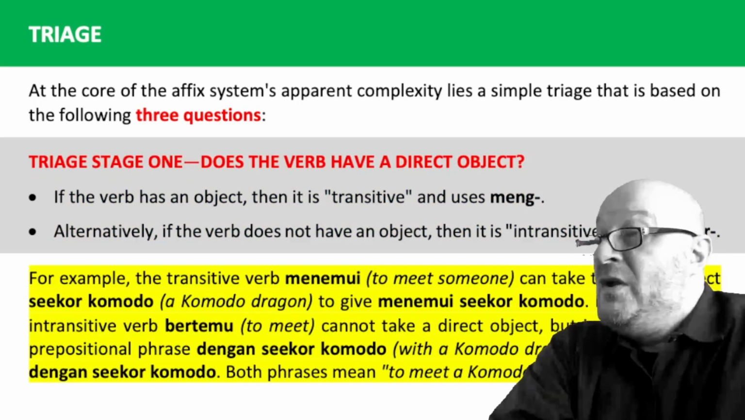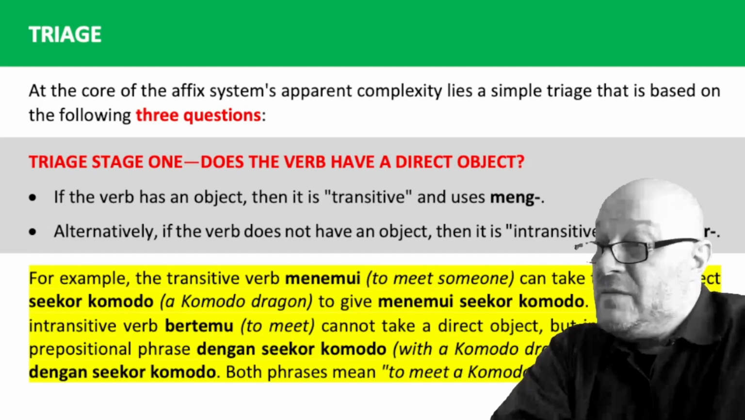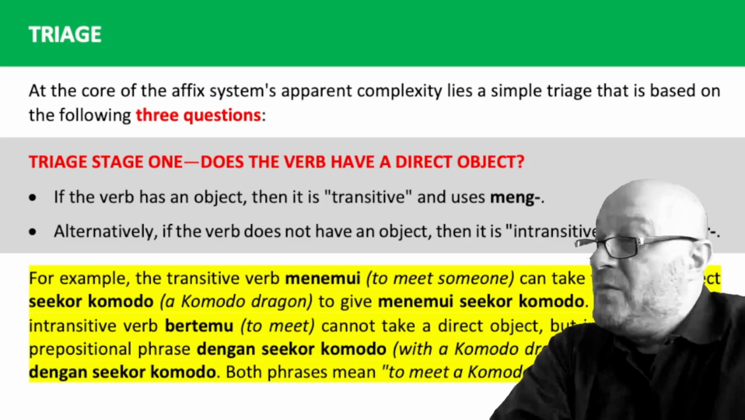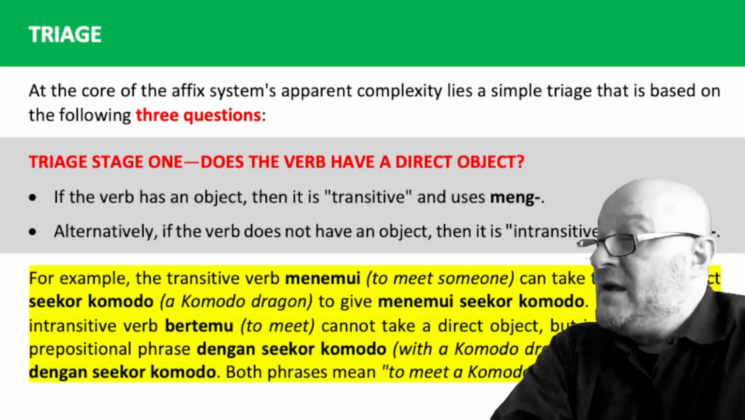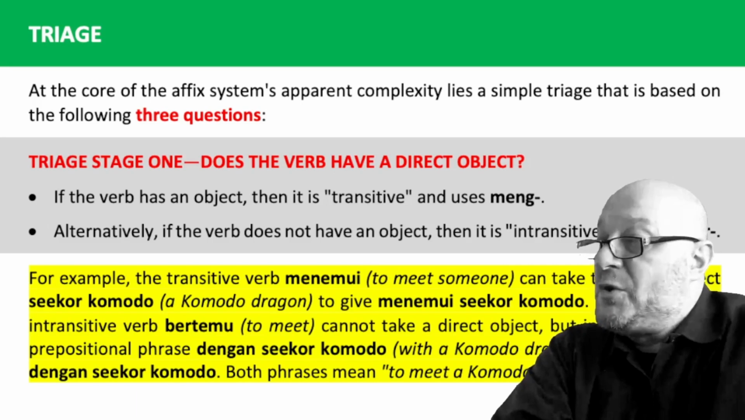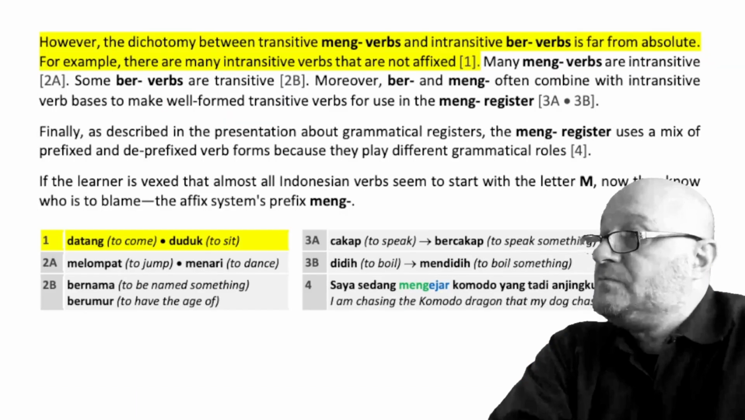For example, the transitive verb menemui, to meet someone, can take the direct object seekor komodo to give menemui seekor komodo, to meet a Komodo dragon. The intransitive verb bertemu, to meet, cannot take a direct object, but it can combine with dengan to make the prepositional phrase dengan seekor komodo and produce bertemu dengan seekor komodo. Both phrases mean to meet a Komodo dragon.